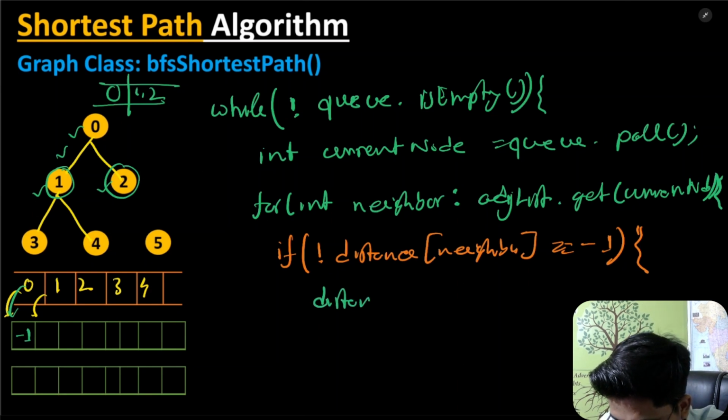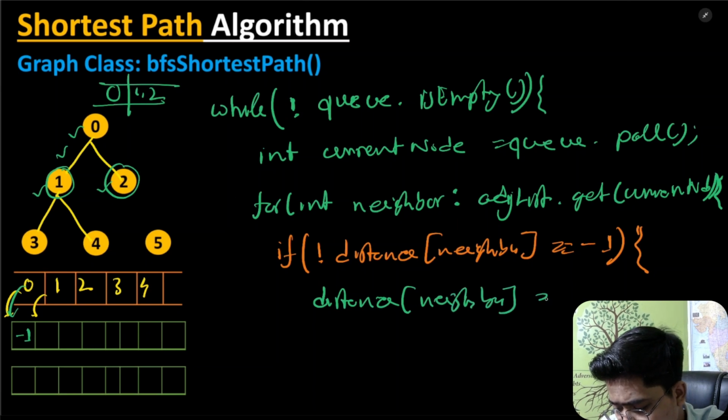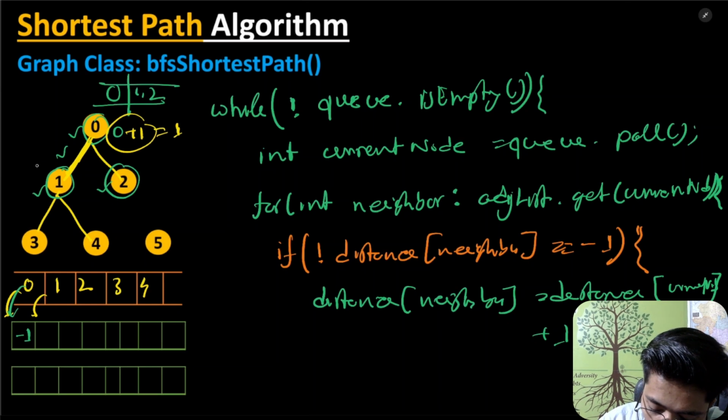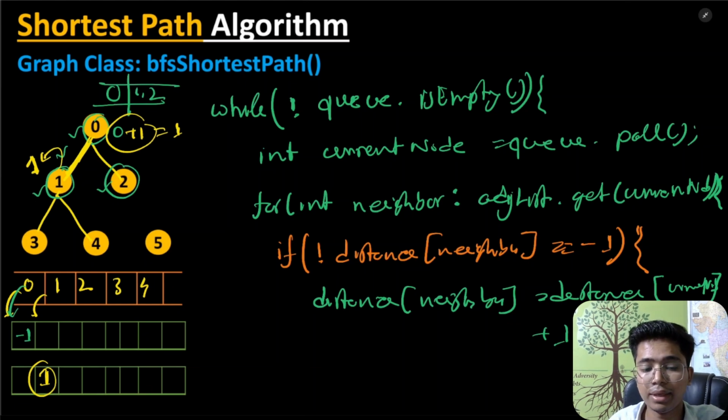So distance of neighbor will be distance of whatever the current node is, plus 1. If the distance of the current node was 0, then we'll be adding 1 to it, so it will become 1. So this 1 will be assigned to the neighbor. That means the distance from 0 to 1 will be 1, and it will be assigned like this. So we'll be storing that value.